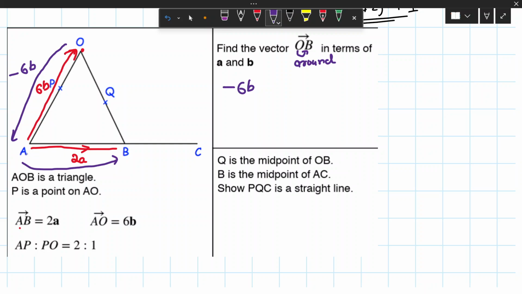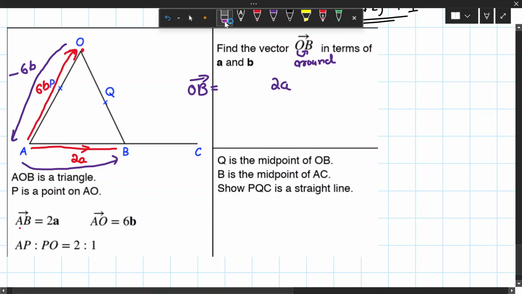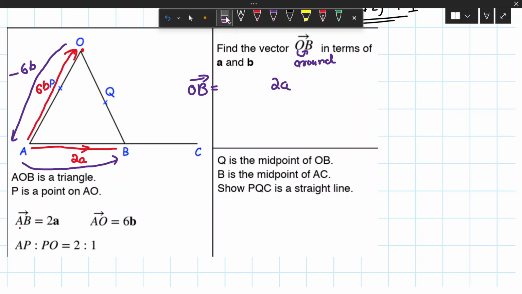And then as I am moving from A to B, I am collecting a 2A, which means now I know that the vector OB, or O to B, is minus 6B plus 2A. Just to make it neat, we will write A first and B second. So that's going to be 2A minus 6B.